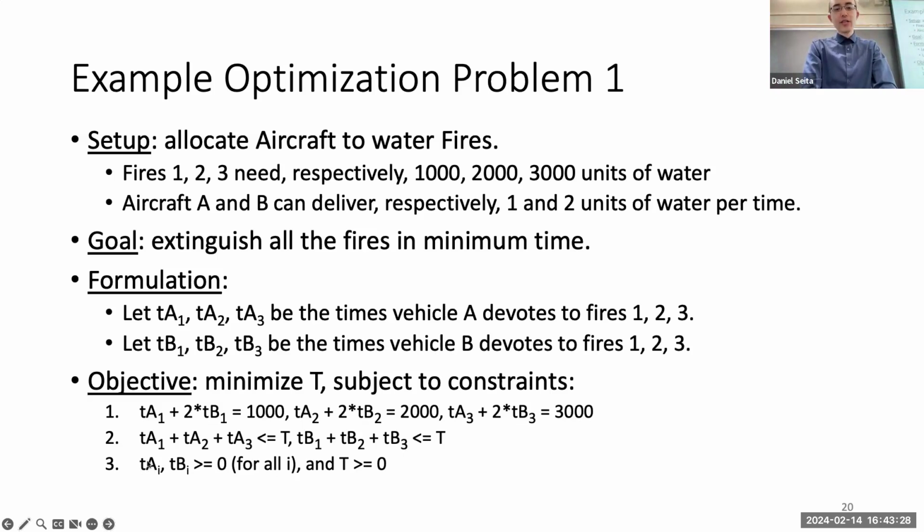And then some other constraints are that you need T to be greater than or equal to 0 because you can't have negative time, and you also need the same thing for the 6 individual time variables that you have. And so again, this is one example of an optimization problem and how we would write out the constraints. So any questions about that?